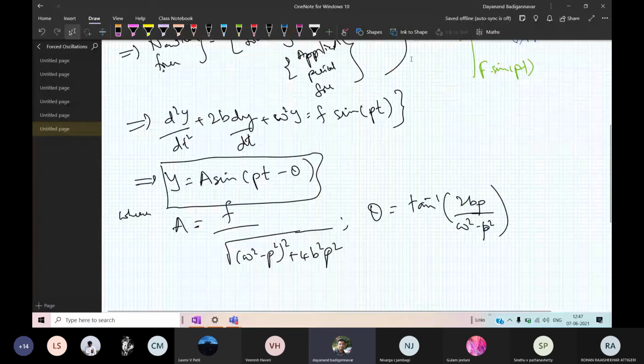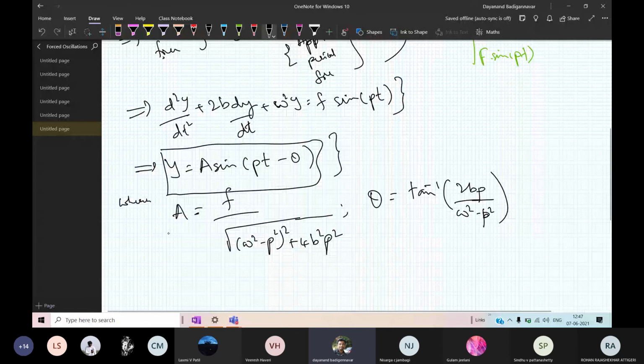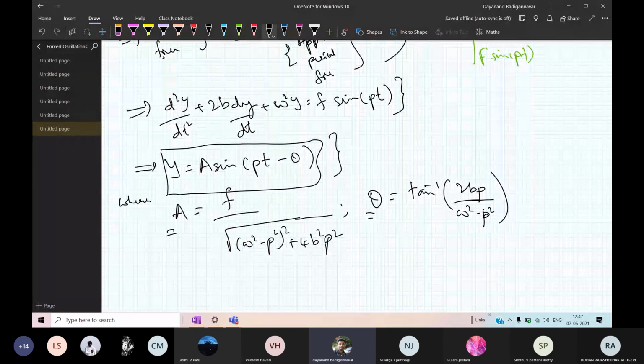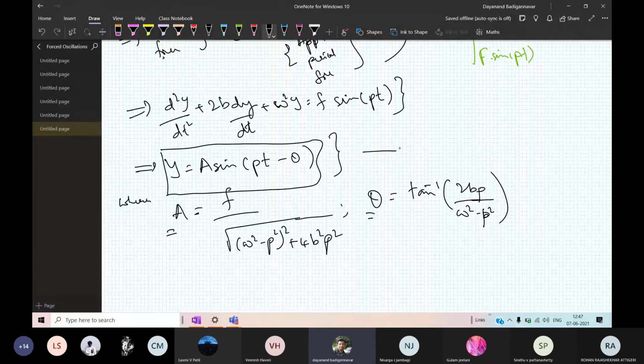So I shall stop here itself. In the next class, we will do the detailed analysis of this y. Y means it is nothing but amplitude. We are doing the analysis for this amplitude. In the next class, that is tomorrow, we will continue.